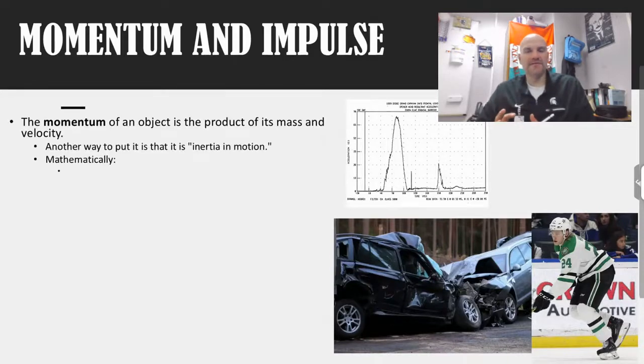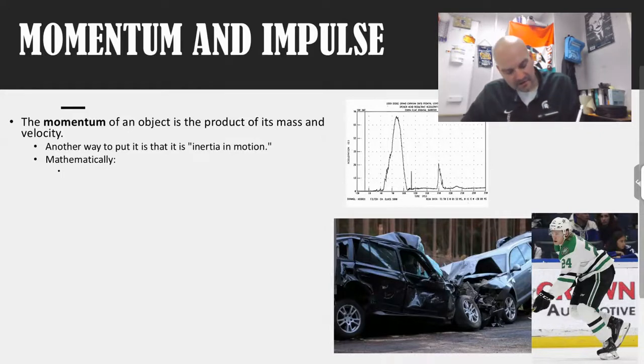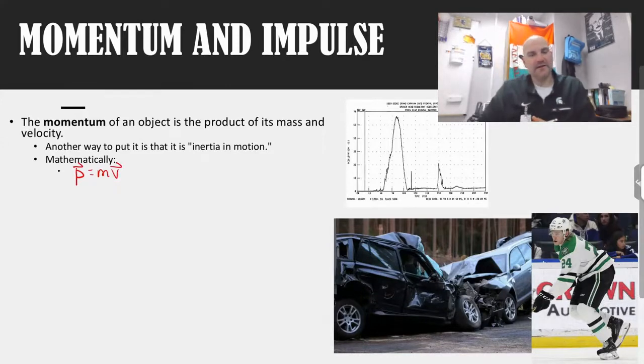So algebra-based physics, again, the definition of momentum is the product of an object's mass and its velocity. One way to think about it is a simple definition: it's inertia in motion. So when an object's mass begins to move, now it has momentum. Mathematically, momentum is calculated as p equals m times v, or mass times velocity.